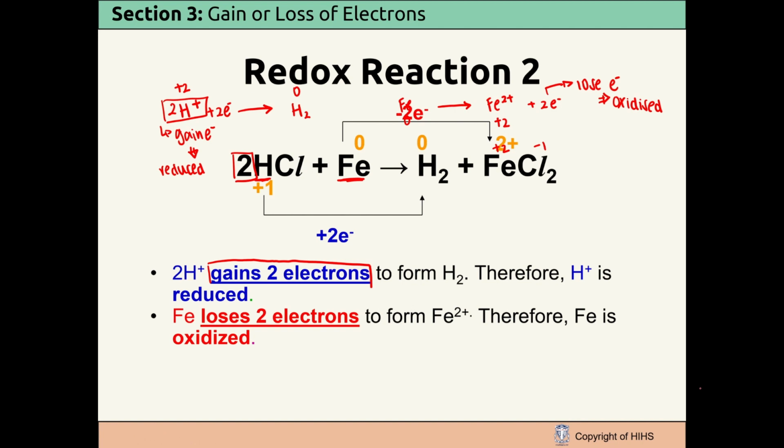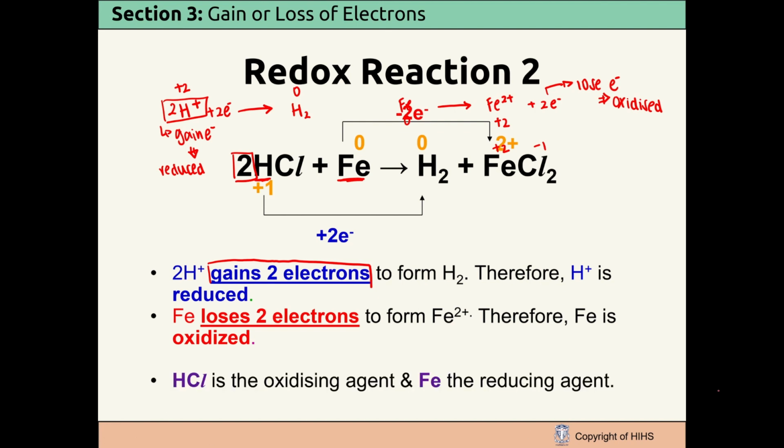So over here, we should be very familiar who is your oxidizing agent and who is your reducing agent. Okay, so your hydrogen is part of your hydrochloric acid. So HCl is the oxidizing agent, and your iron is the reducing agent.